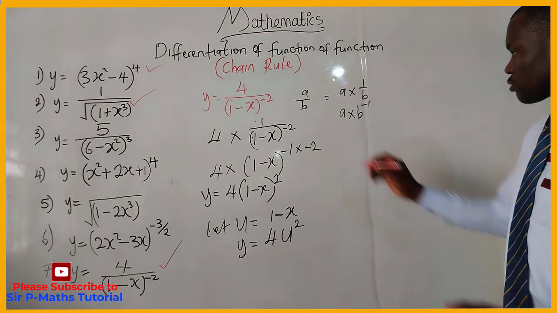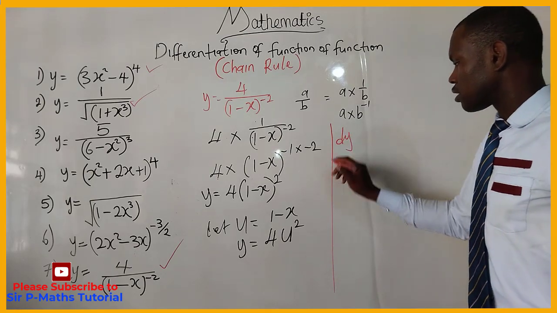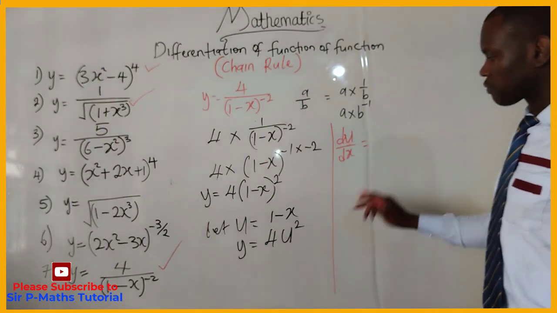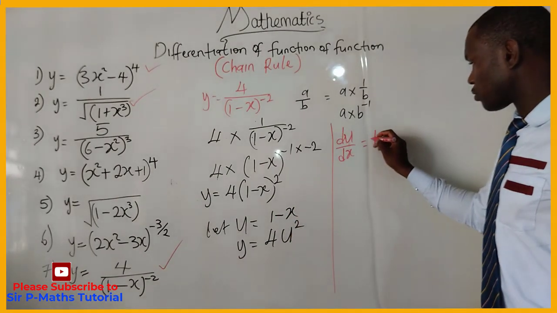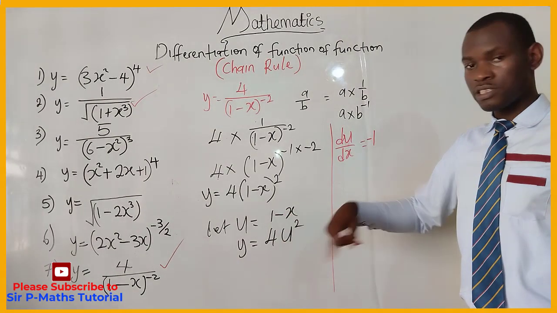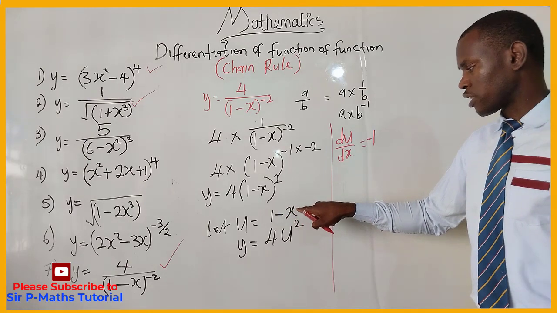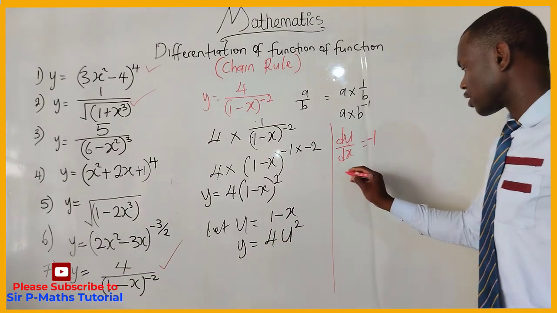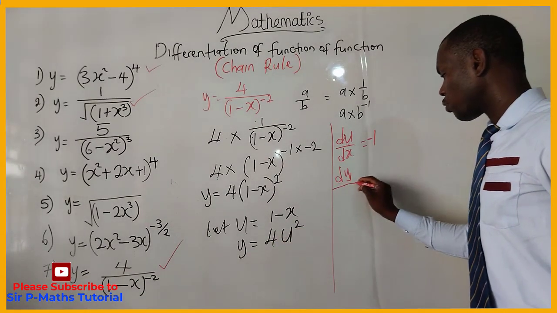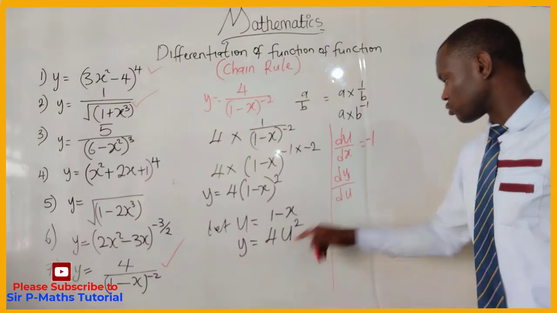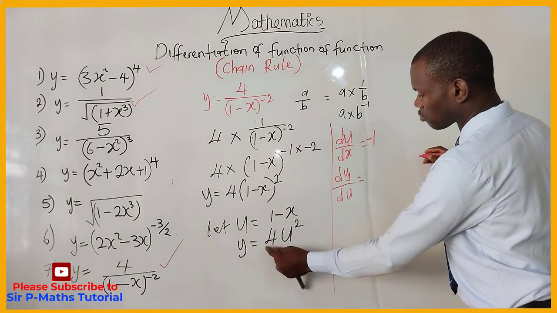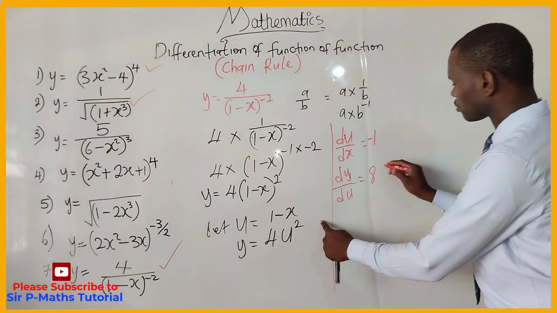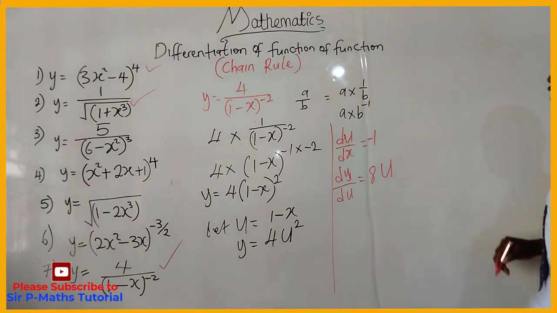Then the next thing I'll do is to differentiate. So let's differentiate du with respect to x. So I'll have du over dx. Differentiating here, I will have minus 1. You know that if I differentiate 1, it is 0. And then if I differentiate x, I will have 1. 0 minus 1 will give me minus 1. Then we differentiate here, dy over du, y with respect to u. Alright, 2 will come down to multiply 4, I will have 8. Then 2 subtracting 1, I will have 1 remaining, but I will not write it. So what I have is 8u.